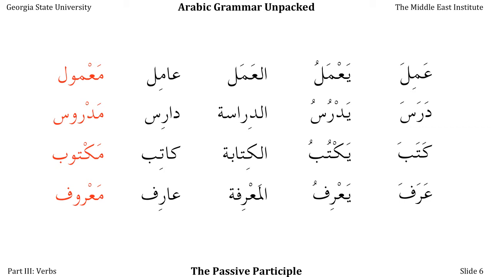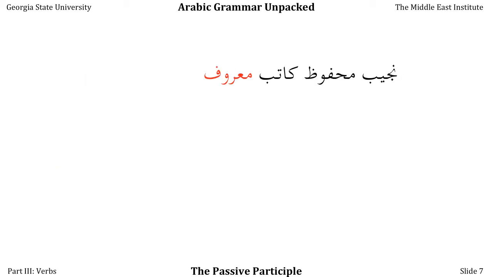The ism maf'ul is very simple to use. It can be either a noun or an adjective, the same way that the ism fa'il can be. So we can take the same example. Naguib Mahfouz Katib Ma'ruf. Naguib Mahfouz is a well-known writer. Here we have the ism fa'il, Katib, and the ism maf'ul, Ma'ruf. Notice that Mahfouz's name itself is an ism maf'ul.